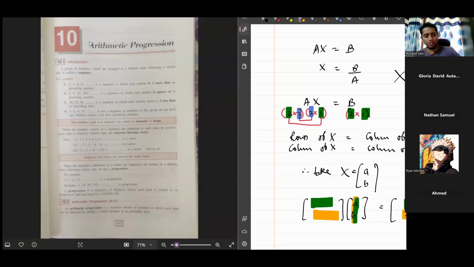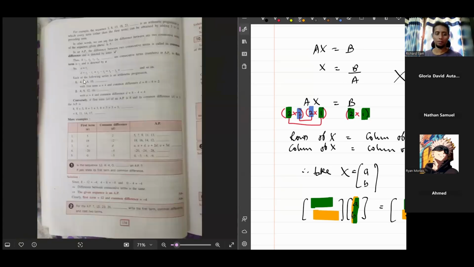Okay, in arithmetic progression, how many formulas are there, first of all? Three formulas. Huh? Six formulas? Three. One to find the nth term and two to find the sum.